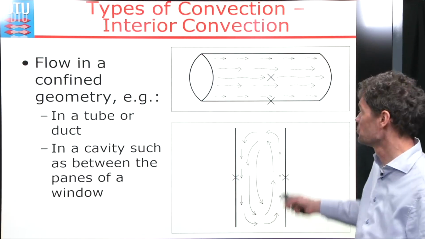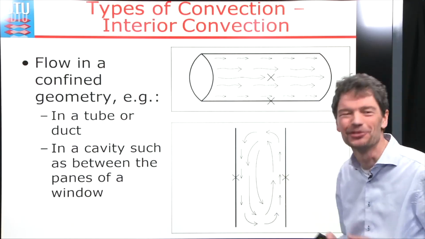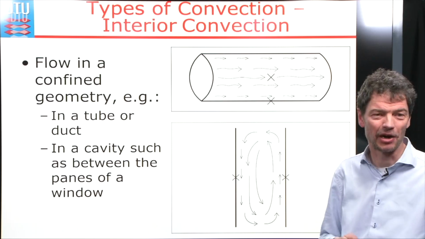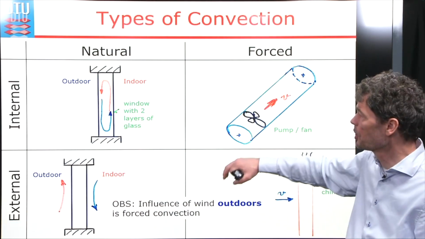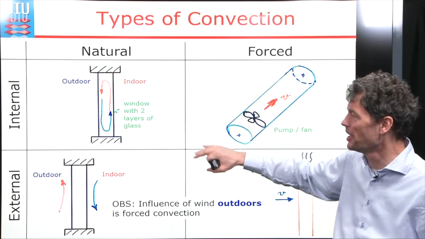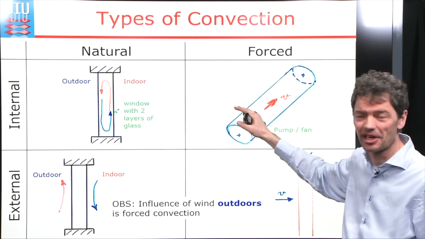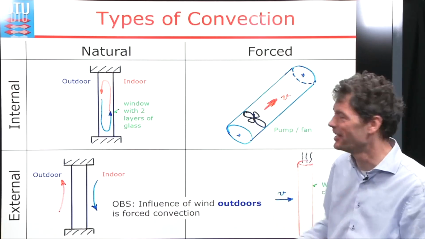But it could also be that you have something in a cavity where the air or the fluid circulates up and down within the boundaries of that cavity. So here is a slide that explains that you can have these internal flows, a little bit like was illustrated just on the slide before, or external flows.